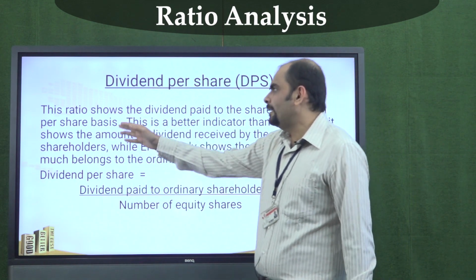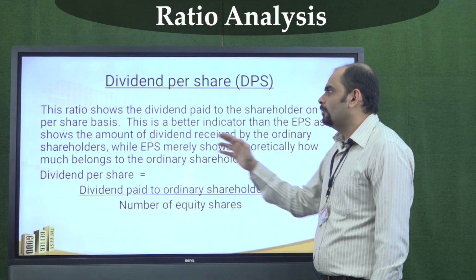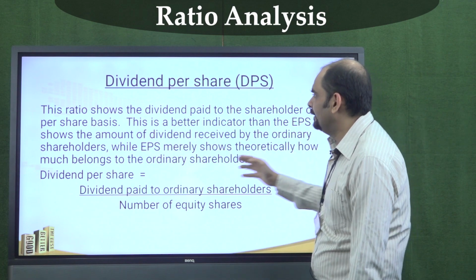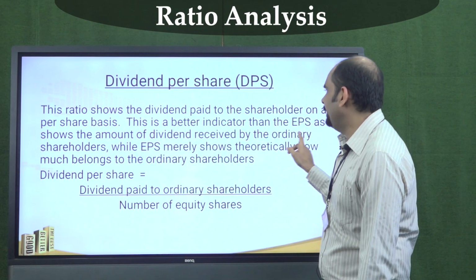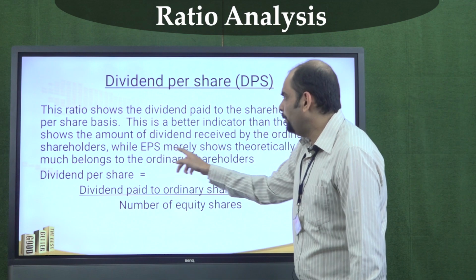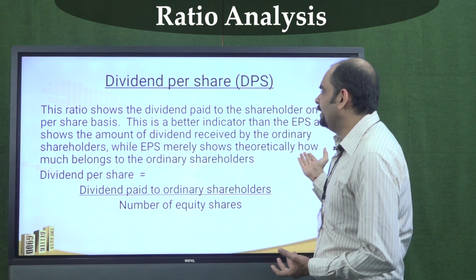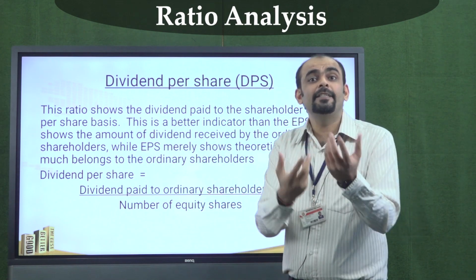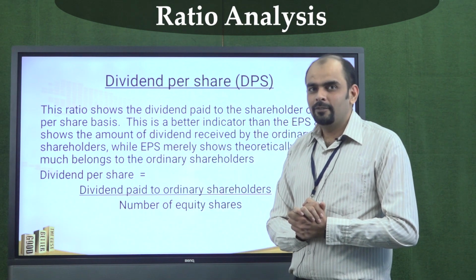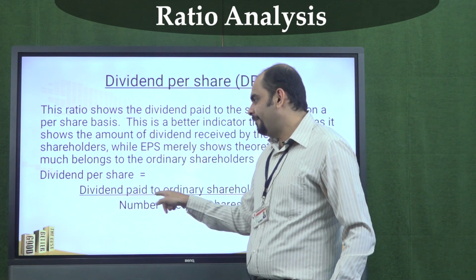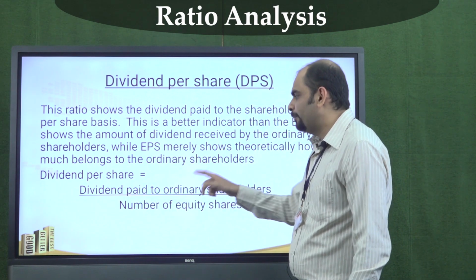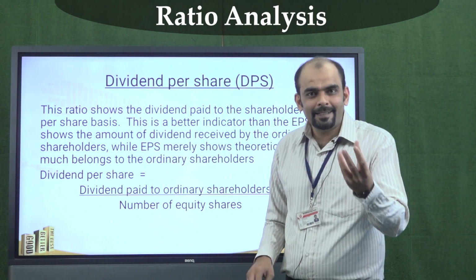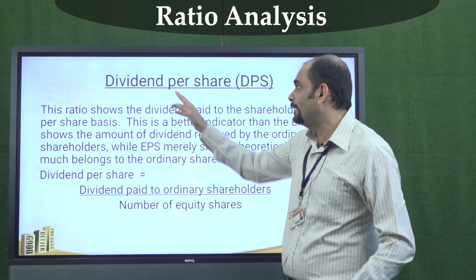Dividend per share is, this ratio shows the dividend paid to the shareholder on a per share basis. This is a better indicator than the EPS, as it shows the amount of dividend received by the ordinary shareholders. While EPS merely shows theoretically how much belongs to the ordinary shareholder, this actually shows how much dividend per share the shareholders have received. So the formula here is dividend paid to the ordinary shareholders divided by number of equity shares. So it will show a more realistic view of what the shareholders are actually getting, that is called dividend per share.